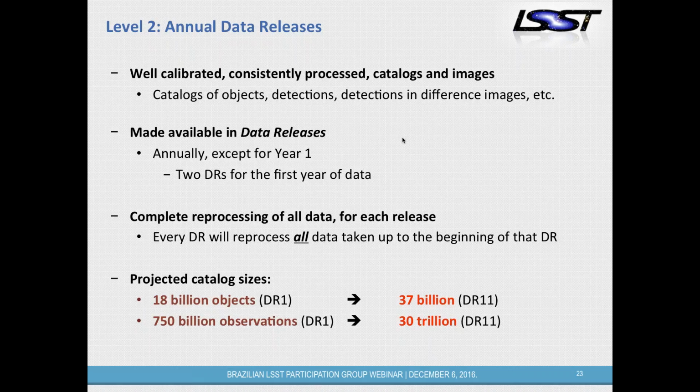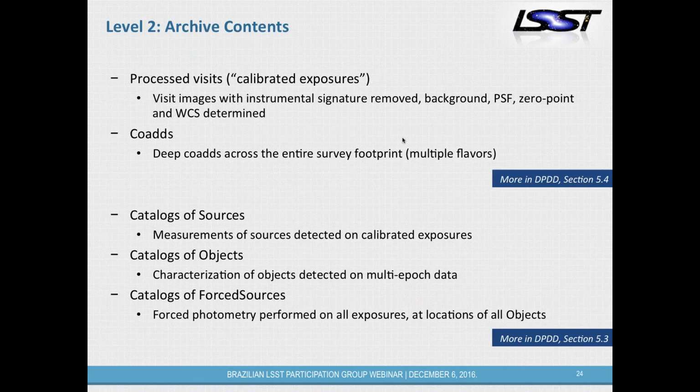So there's lots of science that will start coming off this telescope immediately, as soon as we're on the sky, as soon as we publish the first data release. What's going to be in this archive? We're going to have processed visits: reduced images, with the instrumental signature removed, background, PSF, zero point and WCS determined, so you'll be able to download these and do further science with them.